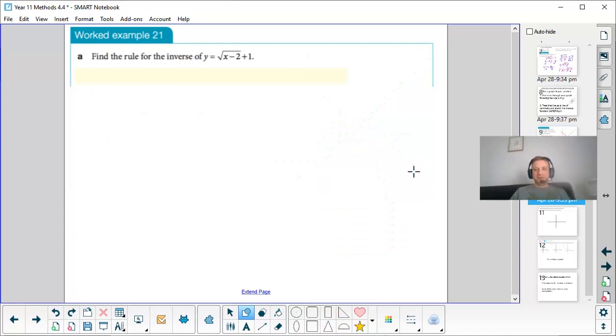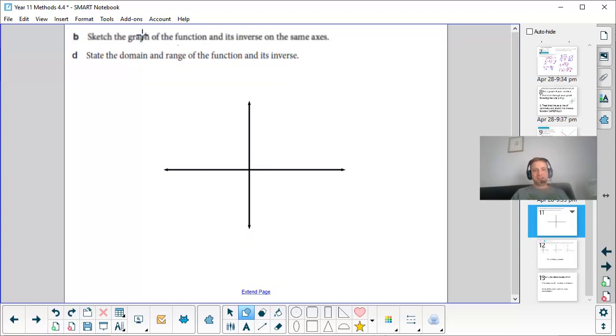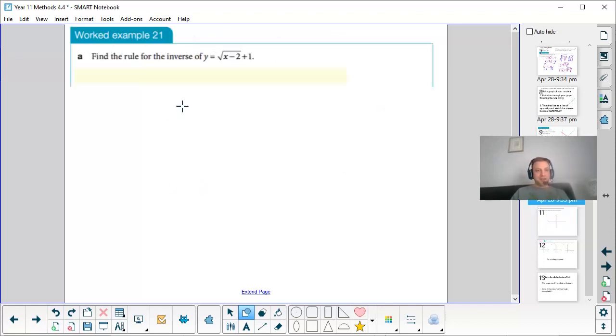All right, so for our last worked example, we're just going to put it all together. We've got a square root rule that we're going to work with. We're going to find the rule of the inverse, and then we're going to sketch the graph, sketch its inverse, and then we're going to do the domain and range of the function and its inverse and learn something about that too. So first things first, let's find the rule for this inverse.